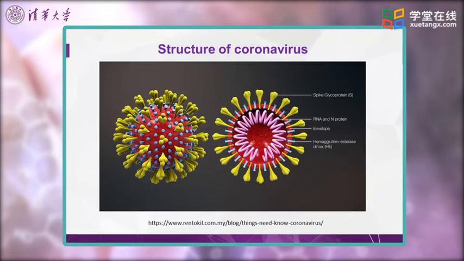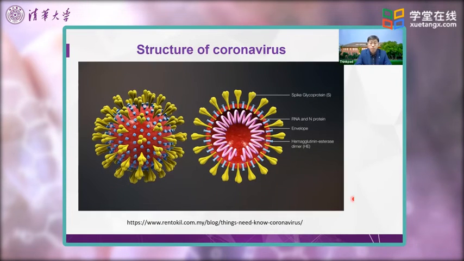Here we can see some more details about the structure of coronavirus. The surface of the virus particle is decorated with those yellow color proteins. It's called spike glycoprotein. And then here is the envelope of the virus. Inside the envelope are the RNA and M proteins.